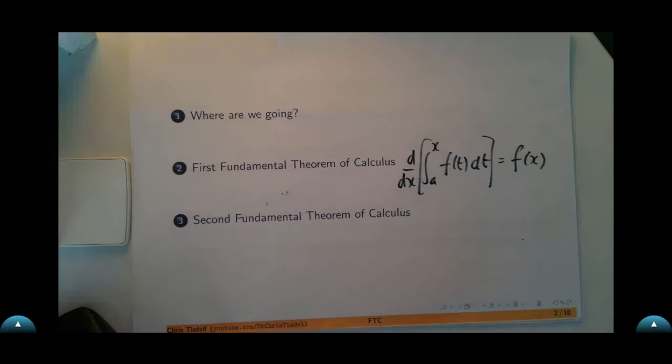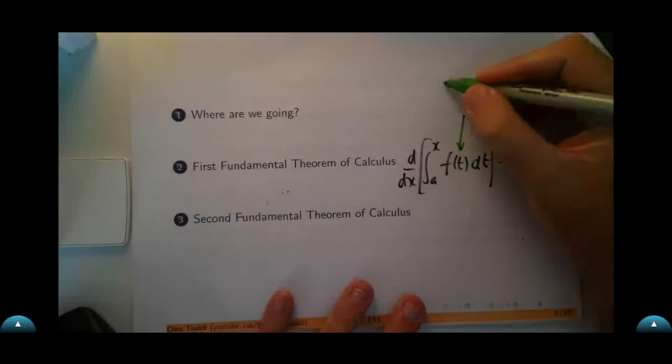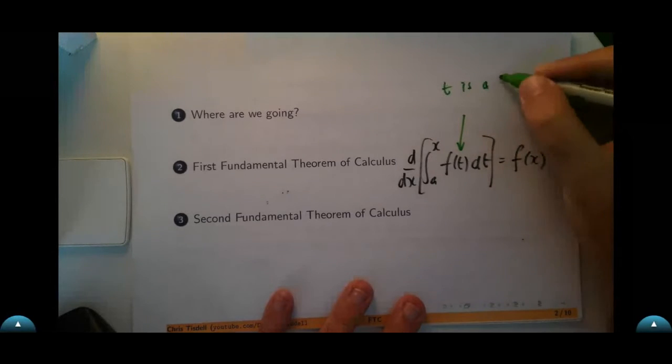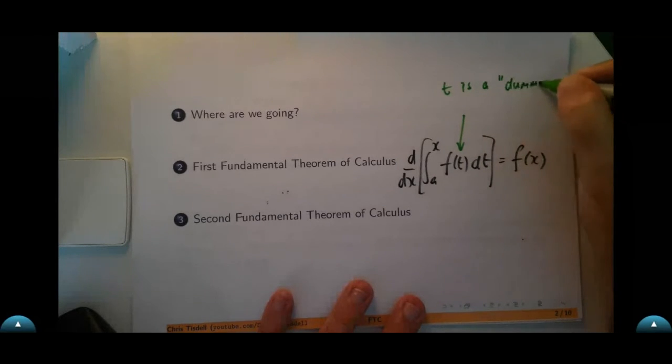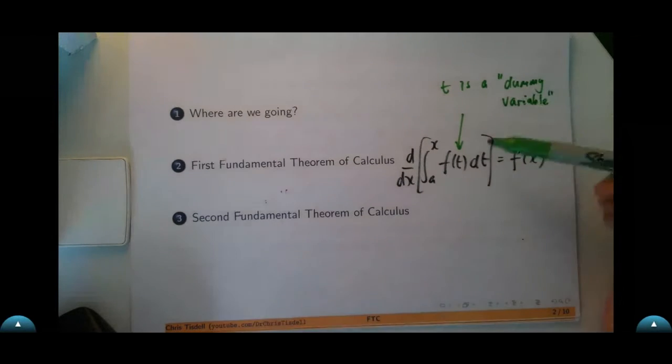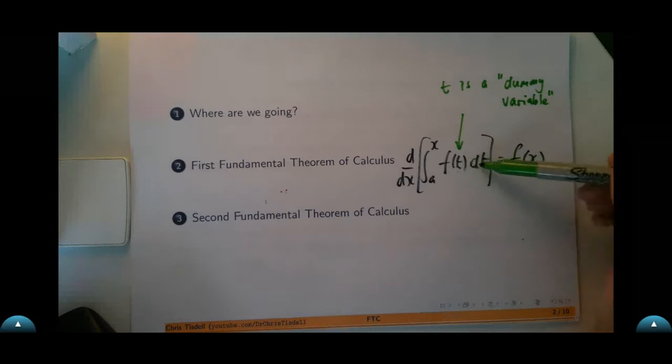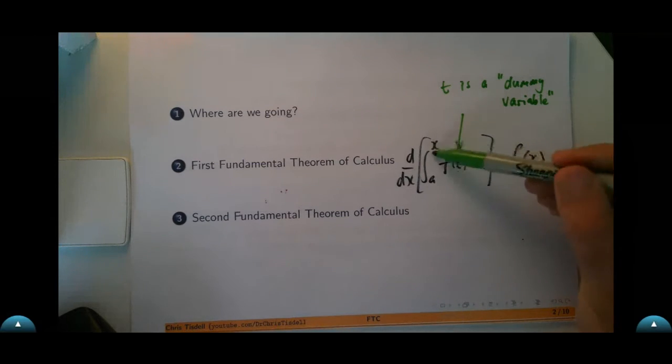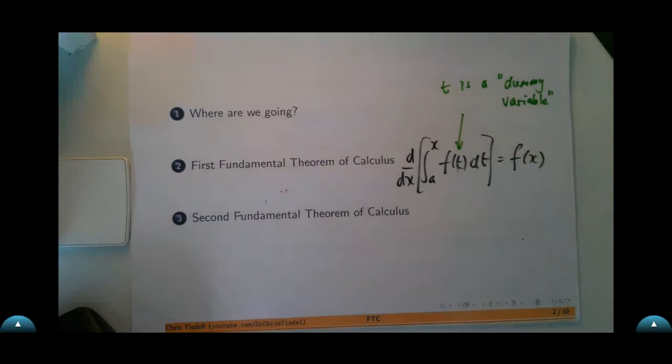Now, just note, in this notation, t is called a dummy variable. Whatever letter you have here is not important, because it doesn't appear in the final answer. So you could have S here or T or Q or something. You wouldn't want X there, so X is already up here, so you don't want it down here. So that's the first one.